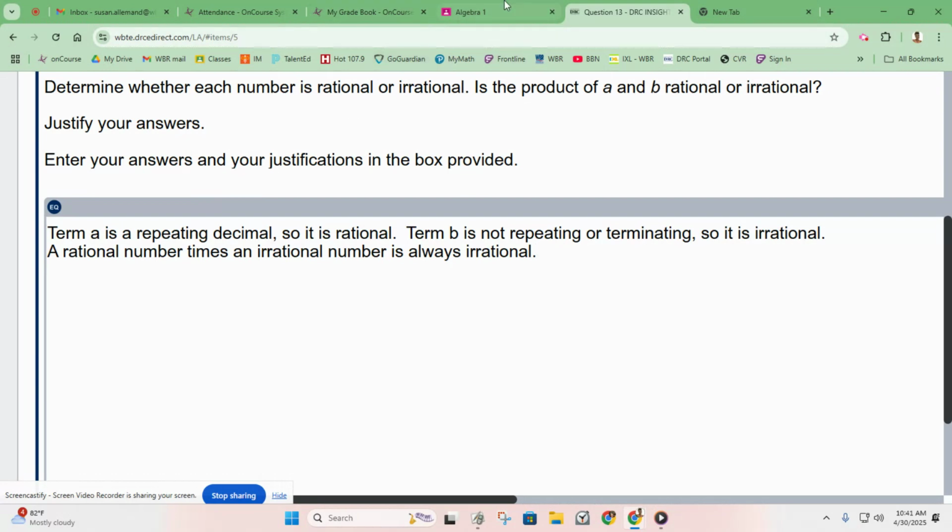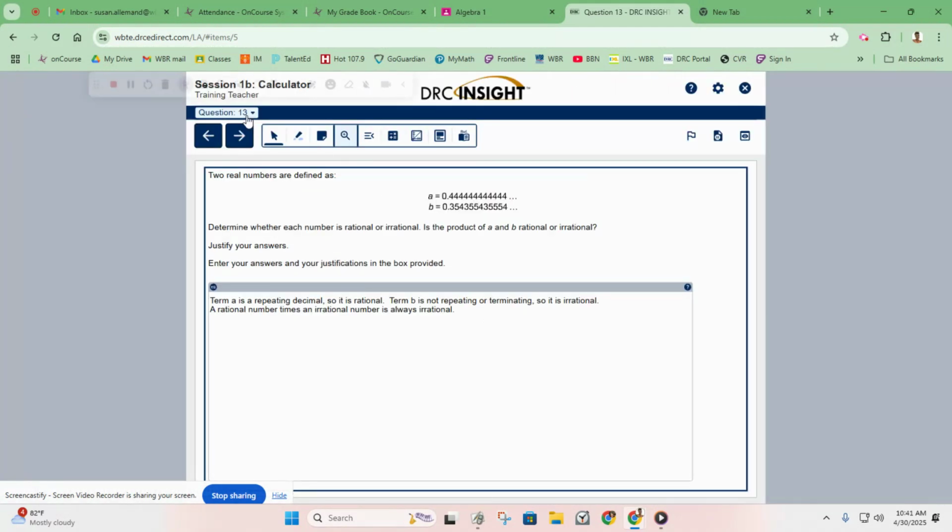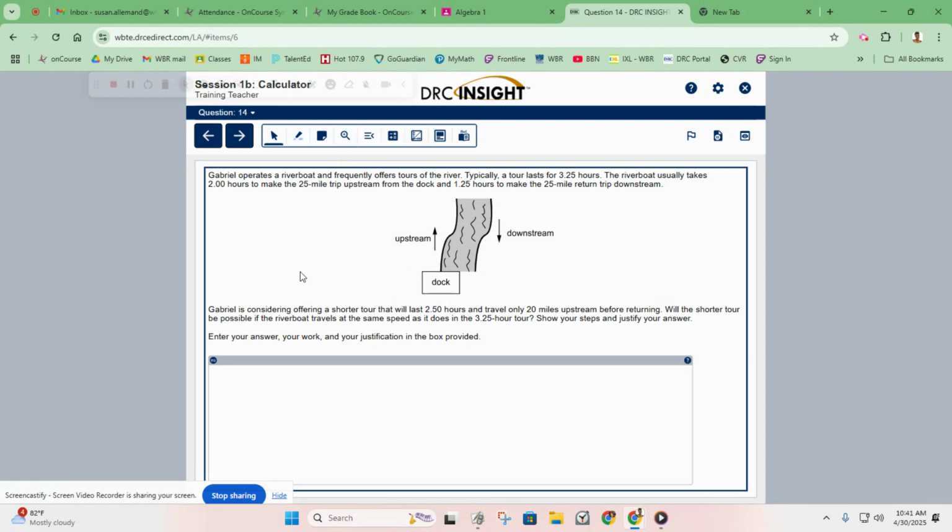Yeah, that was one of the questions, but it wasn't the actual one I was fixing to ask you. So when we go to number 14, it says that Gabriel operates a riverboat and frequently offers tours of the river. Typically, a tour lasts 3.25 hours. The riverboat usually takes 2 hours to go 25 miles upstream, but it only takes 1.25 hours to make the 25-mile return trip. Tell me why.